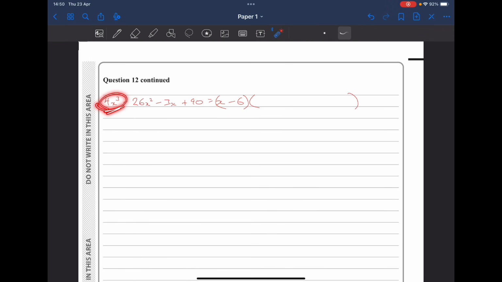How do we make this 4x cubed? It must be from this term and this one. So that will be 4x squared. Same idea. Where's this 90 come from? Minus 6 times something. Minus 15 in there. And then let's look at where this makes a minus 24x squared. So we need these to make minus 2. So minus 2, we've got a 1 over there, so we do need a minus 2x to go in the middle. Lovely jubbly, that looks good.